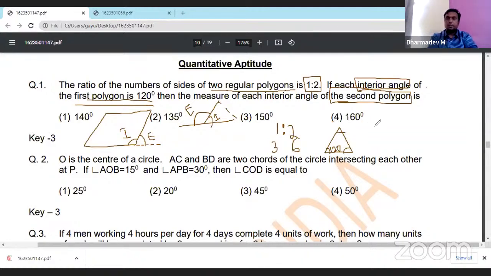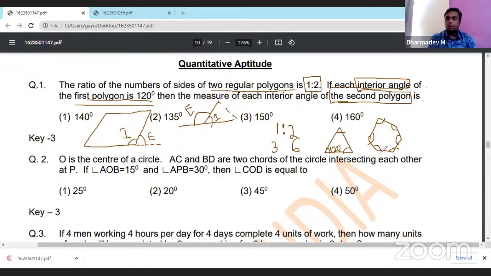Next one. When I take the second polygon, I have 6 sides: 1, 2, 3, 4, 5, 6. Then each side would be how many degrees? That is the question. If each interior angle of the first is 120, what would it be for the other one? Are you getting the question?